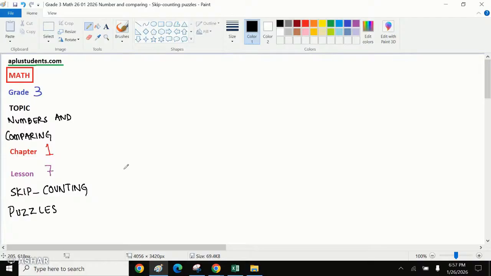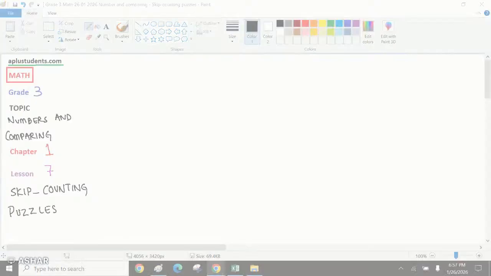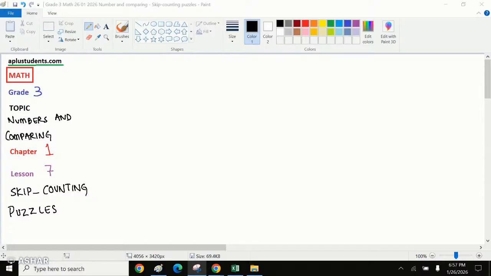Let's open up grade 3 maths, chapter number 1, lesson number 7. So the first question we have is, I'll just copy the first question, then we'll see what exactly is skip counting. So the first question we have is here, and I'll realign this.